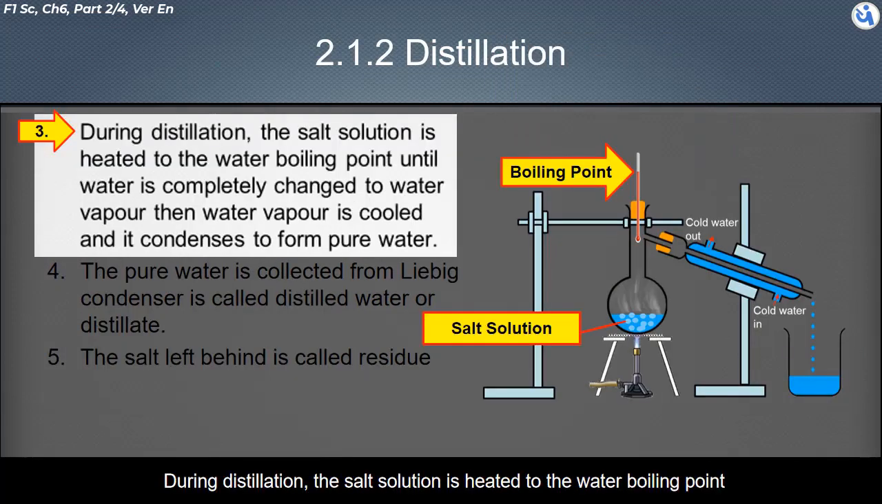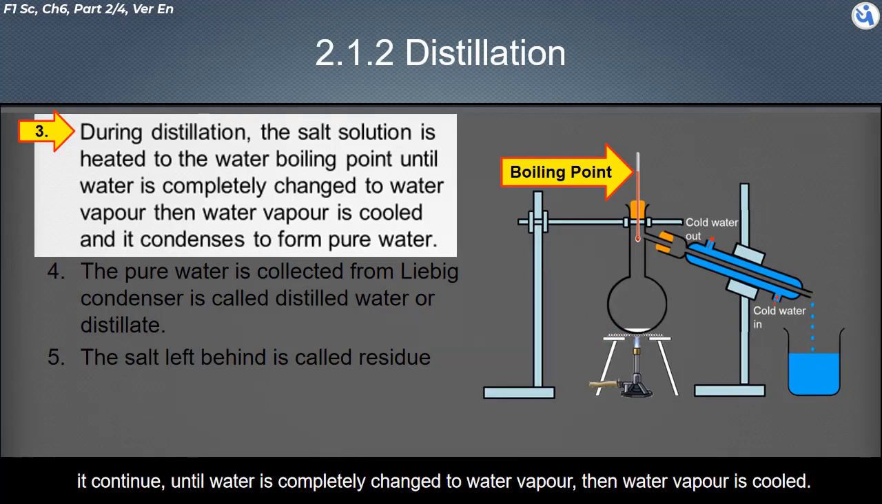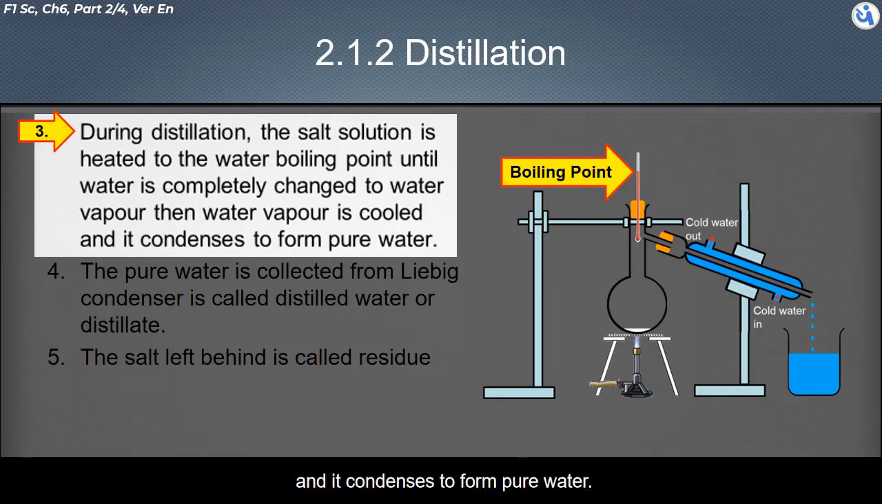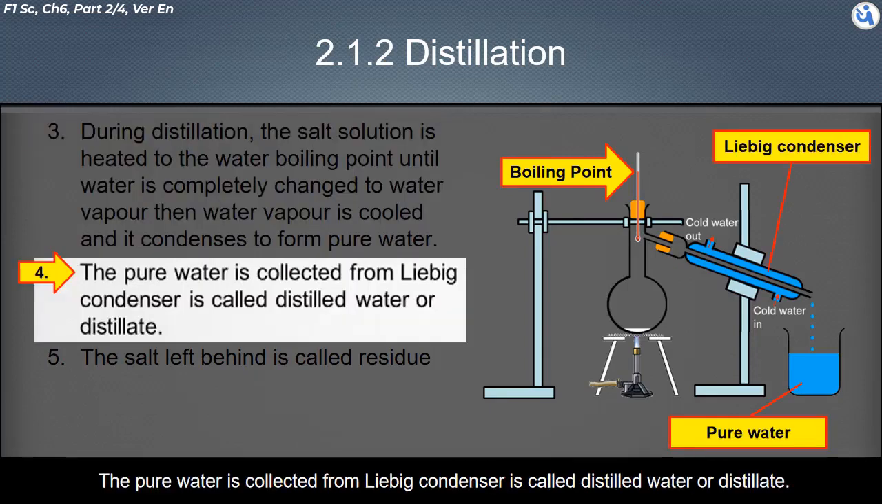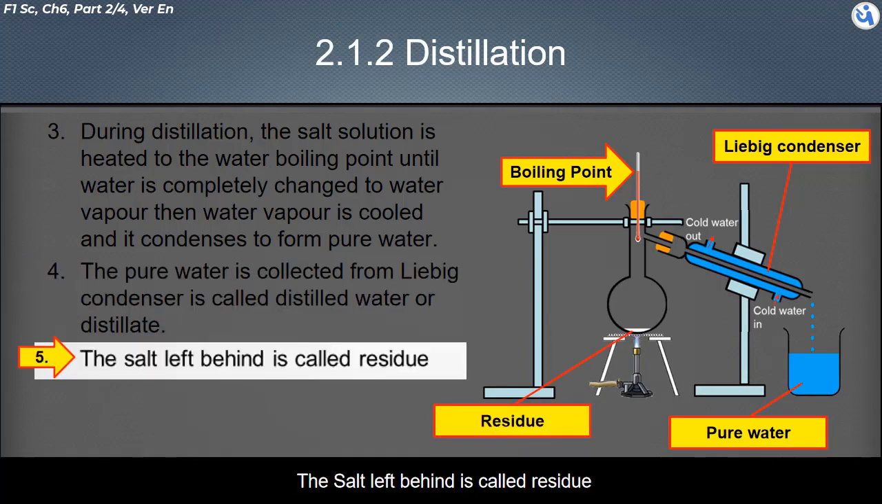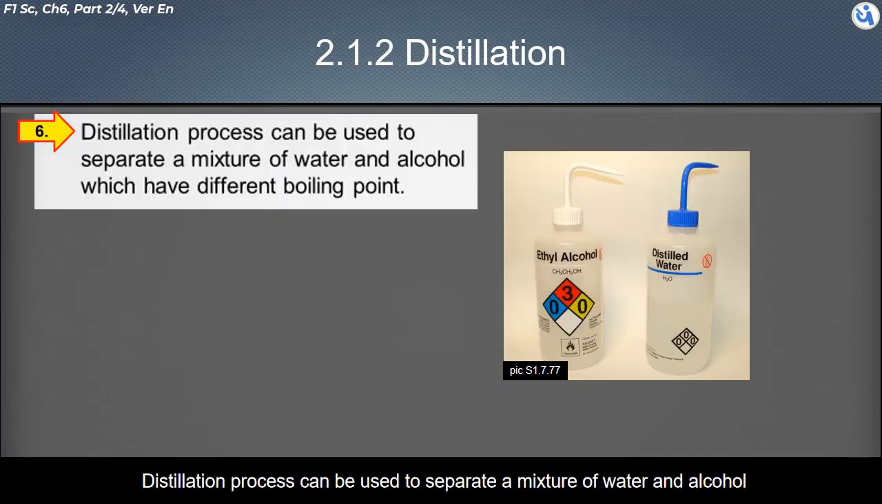During distillation, the salt solution is heated to the water boiling point. It continues until the water is completely changed to water vapor, then the water vapor is cooled and condenses to form pure water. The pure water collected from the Liebig condenser is called distilled water, or distillate. The salt left behind is called residue.